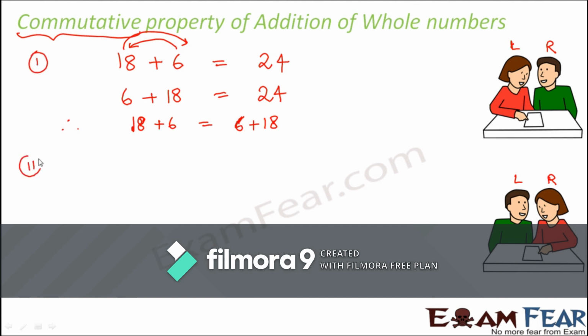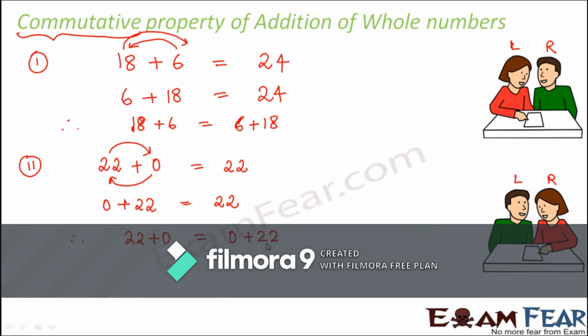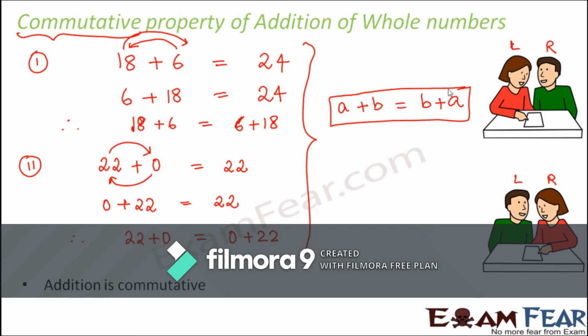Let us take another example, where we take 0 as one of the numbers. So 22 plus 0 is 22. Now let's change the positions. 0 plus 22, the result again is 22. So we see that 22 plus 0 is equal to 0 plus 22. From these two examples, what we observe is, if A and B are two whole numbers, then A plus B is always equal to B plus A. So this is the commutative property of addition. So we say that addition is commutative in whole numbers.